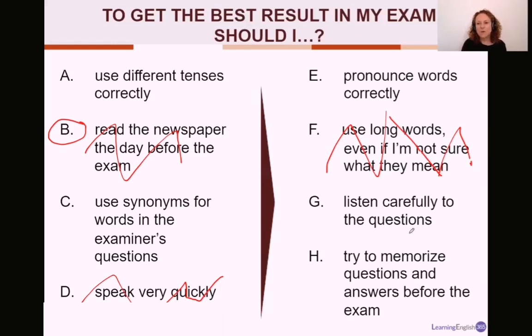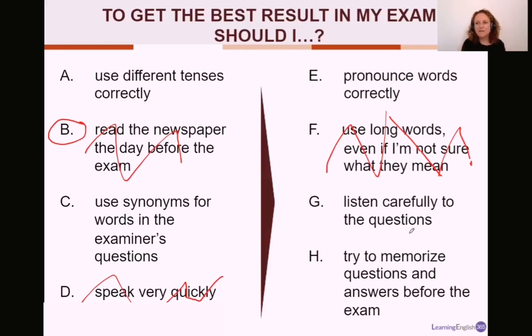Listen carefully to the questions. Absolutely. And throughout the test, read the question. Okay, so you will have a cue card here. So you will also be reading questions as well as hearing what the examiner's saying to you. It's very important. You must answer the question that you've been asked. Sounds quite simple.